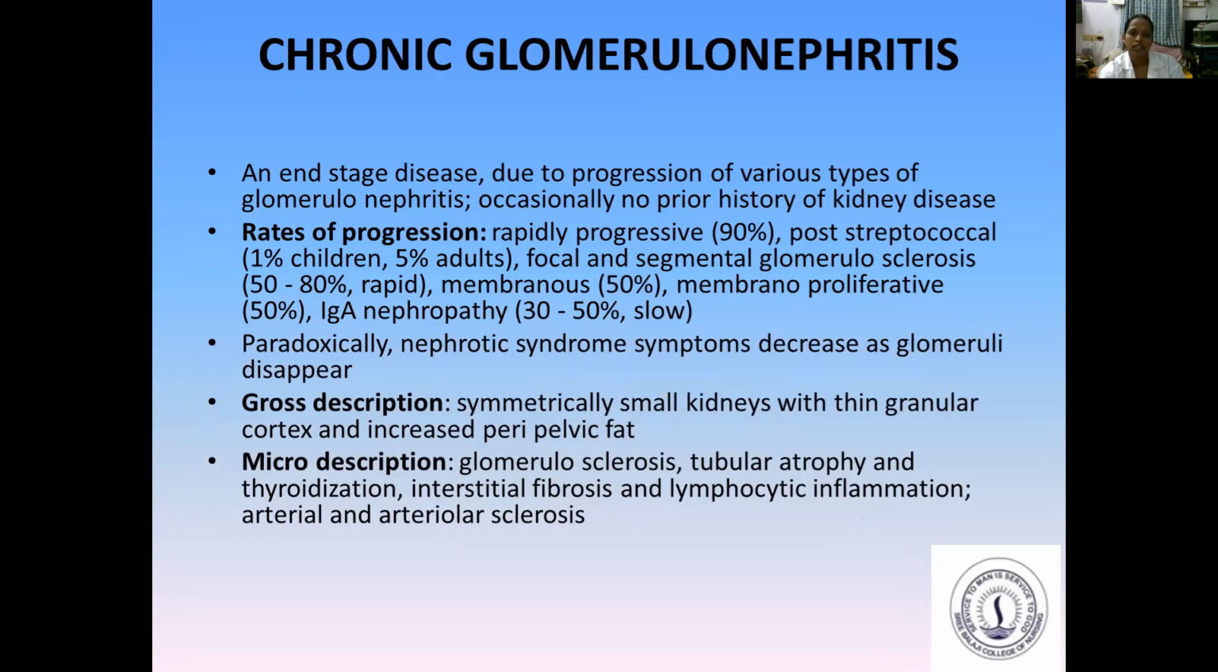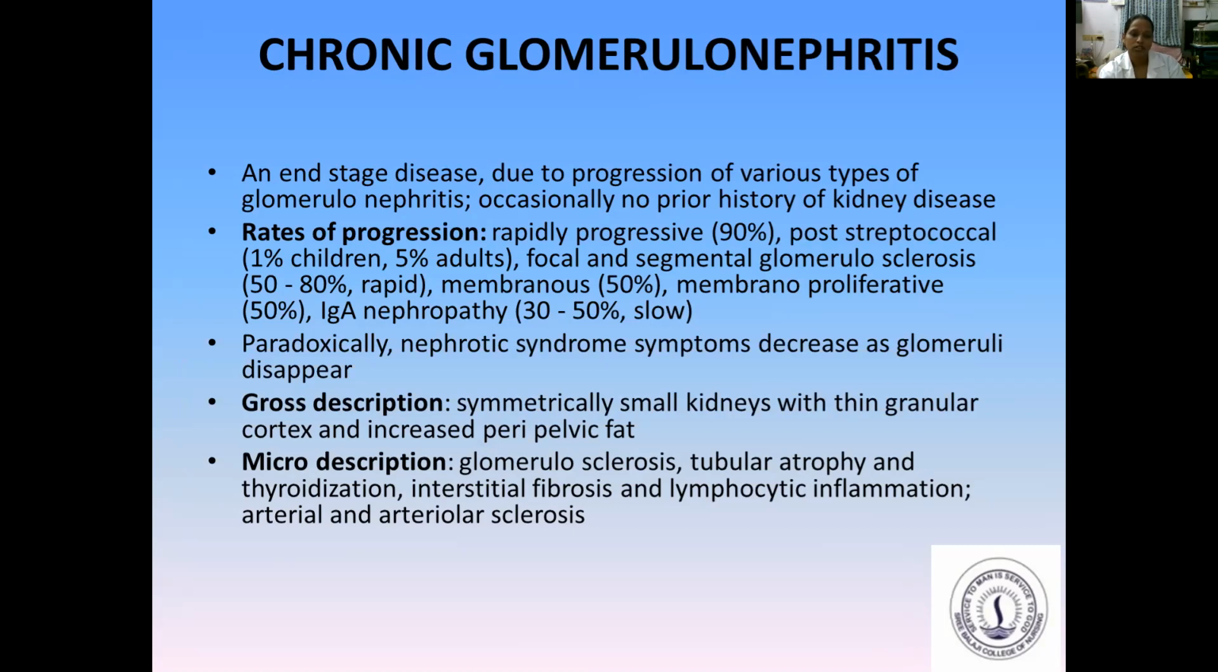So focal and segmental glomerulosclerosis progresses in 50 to 80%, membranous in 50%, and membranoproliferative in 50%. Then immunoglobulin A nephropathy progresses in 30 to 50%. It is a very slow process. So rates of progression vary according to the age group. Paradoxically, nephrotic syndrome symptoms decrease as glomeruli disappear.